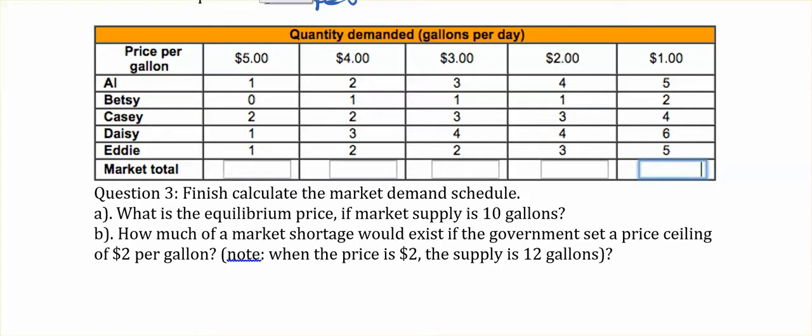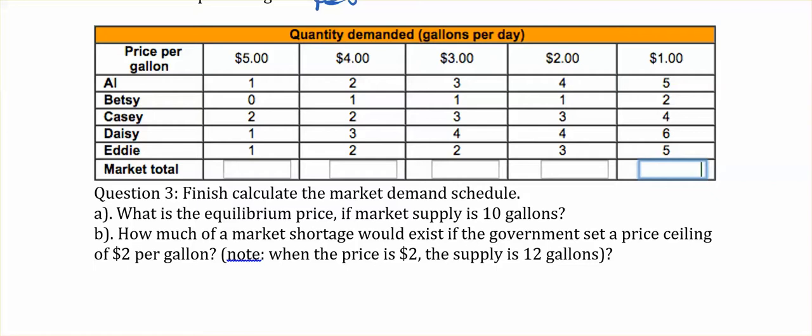So question number 3, still about the equilibrium, but we add 2 more pieces of information. One is how to get the market demand curve or market demand schedule. The second is to discuss the relationship between the market shortage and the price ceiling. So let's look at the question first.